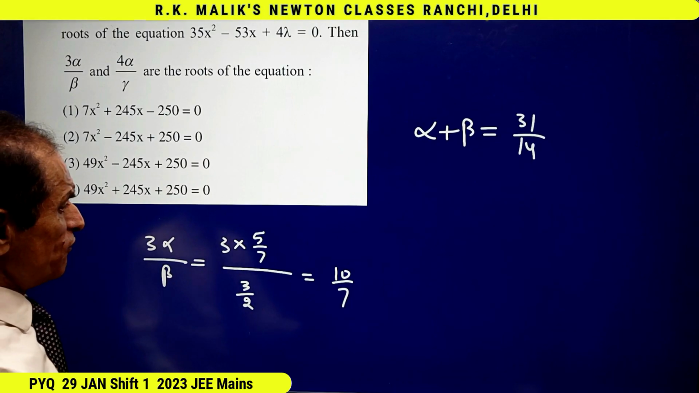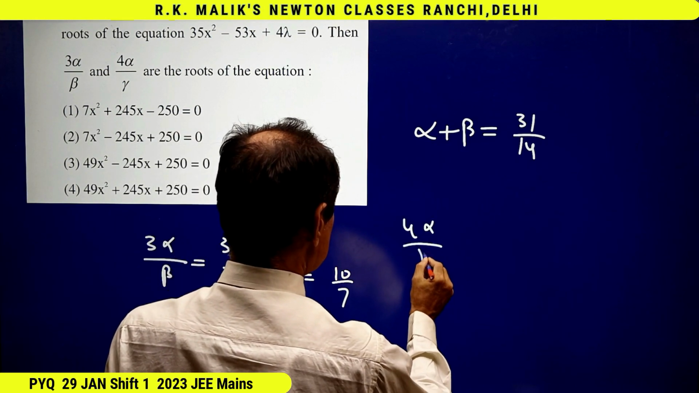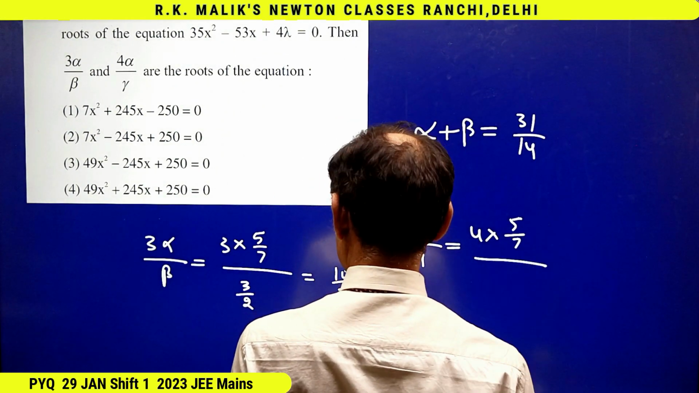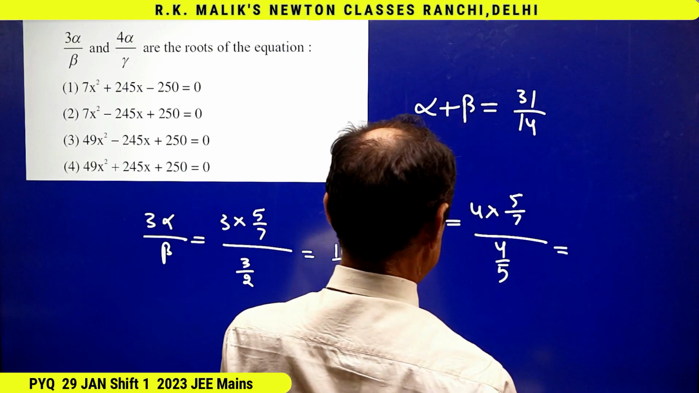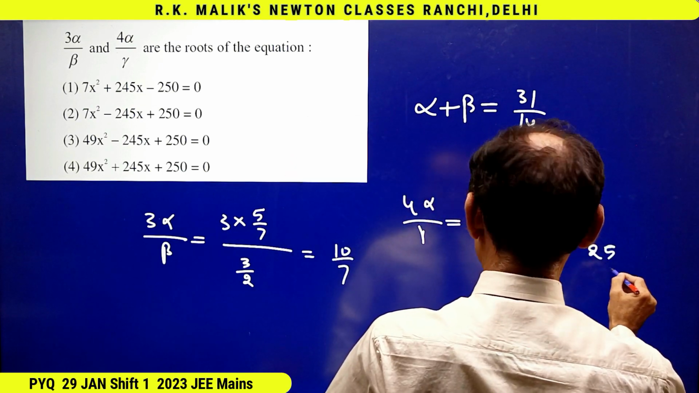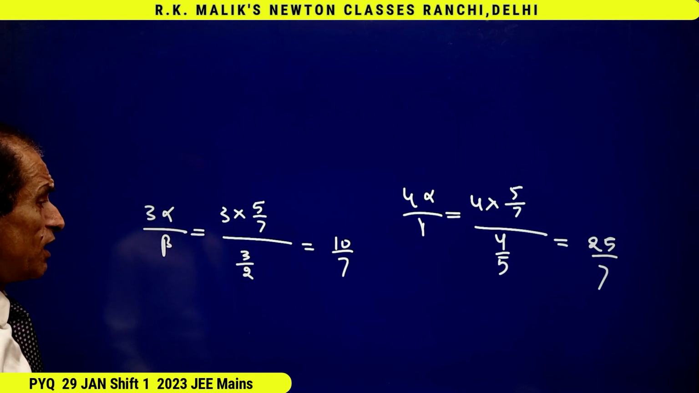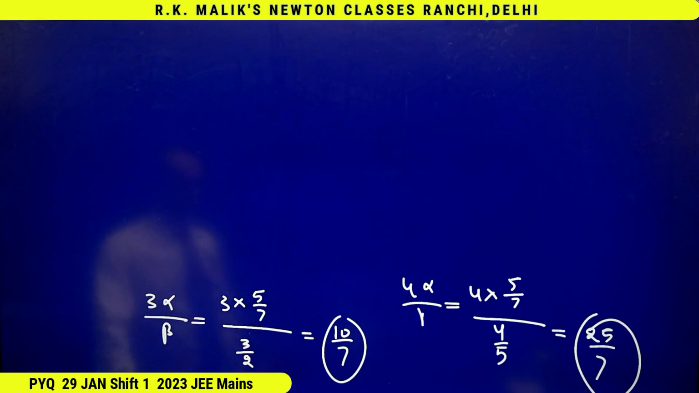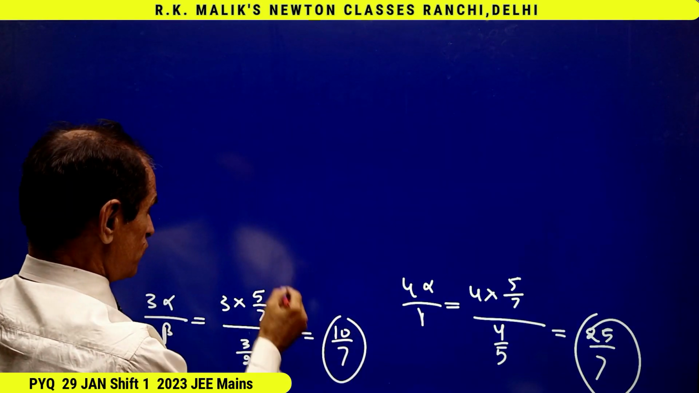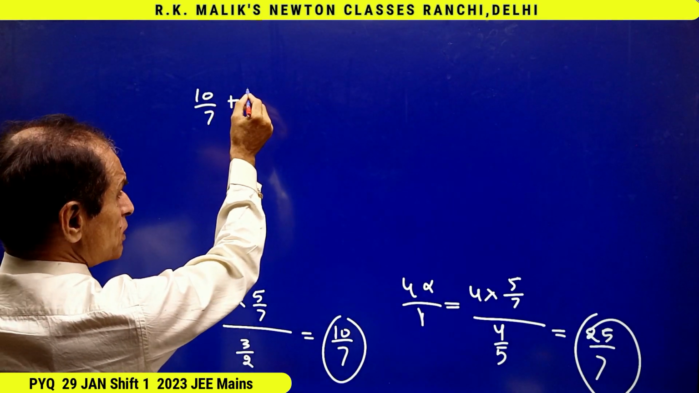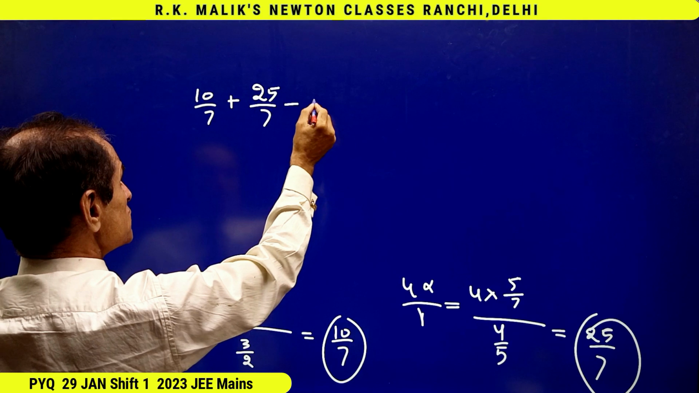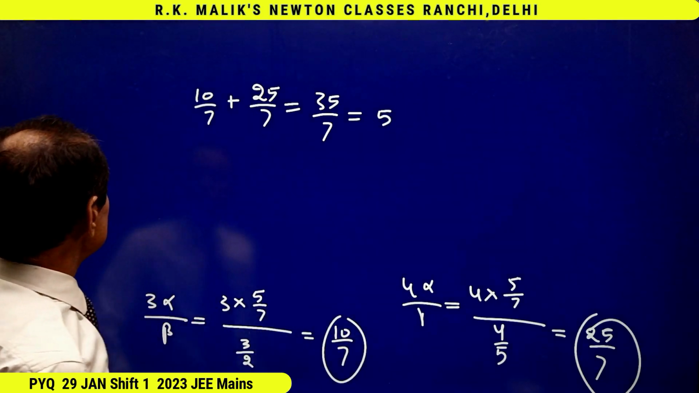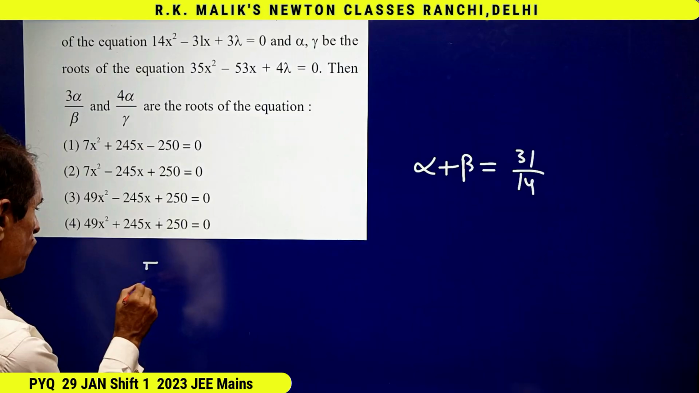This is equal to 10 by 7, and further 4 alpha upon gamma means 4 into 5 by 7 upon 4 by 5. That is I get 25 by 7. Hence we have to find a quadratic equation whose roots are this and this, and clearly the sum of the roots will be 10 by 7 plus 25 by 7, that is 35 by 7, that is 5. That is, I can say sum of these two numbers is 5.